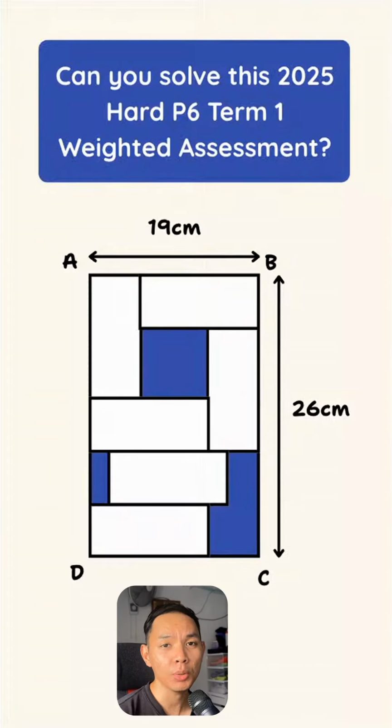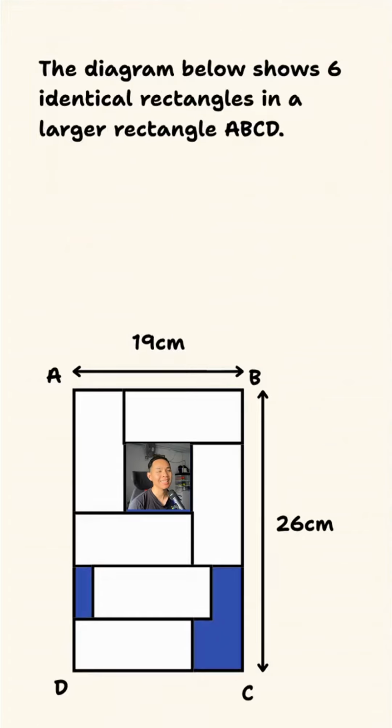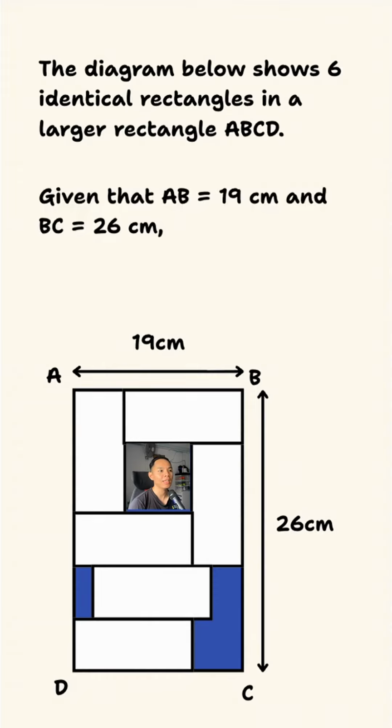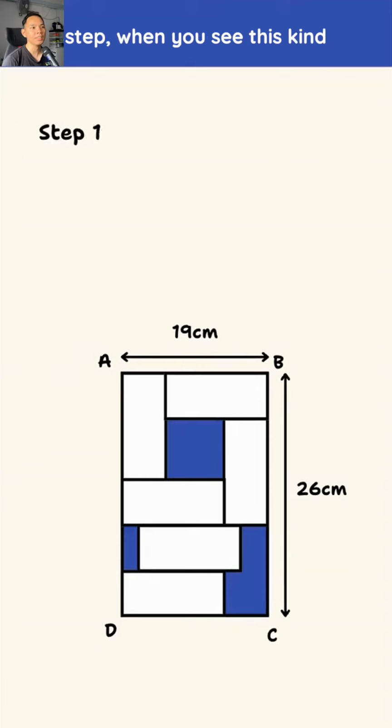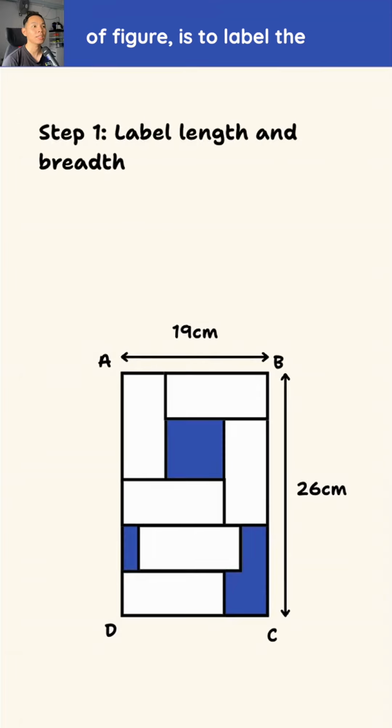Can you solve this 2025 hard P6 Term 1 weighted assessment question? The question goes: the diagram below shows 6 identical rectangles in a large rectangle ABCD. Given that AB is equal to 19 centimeters and BC is equal to 26 centimeters, find the area of the shaded part.